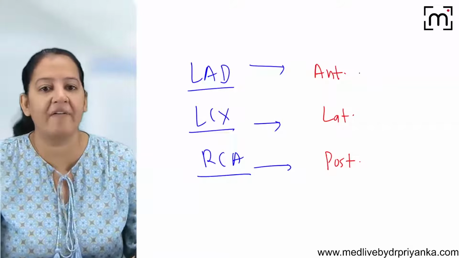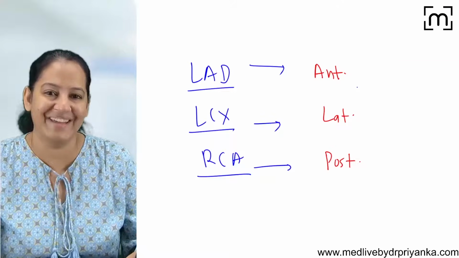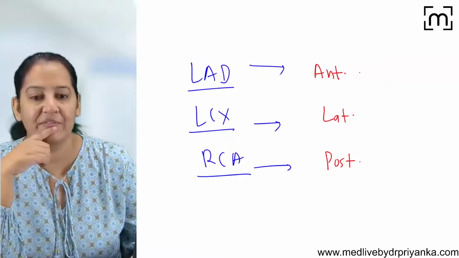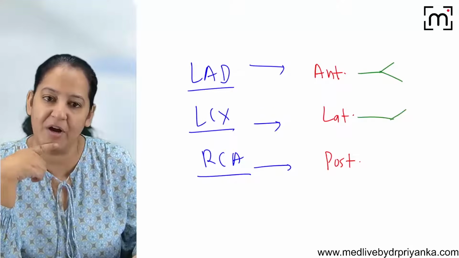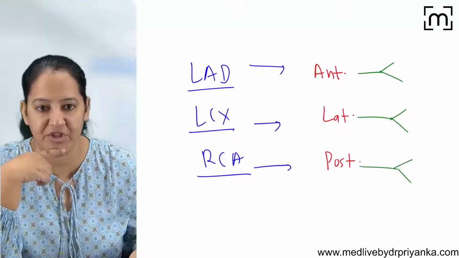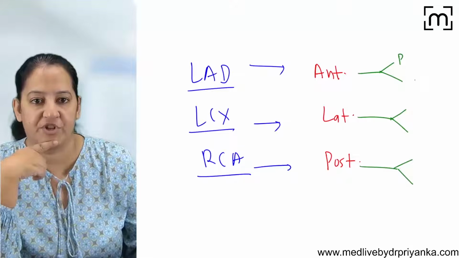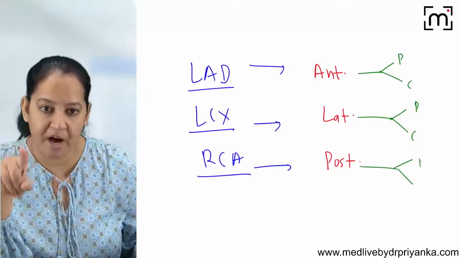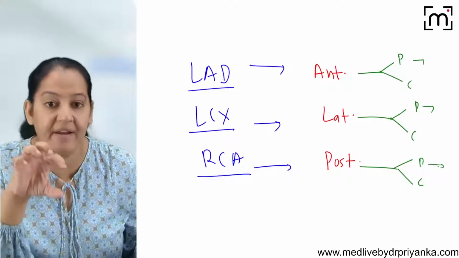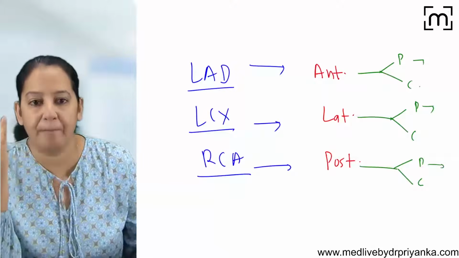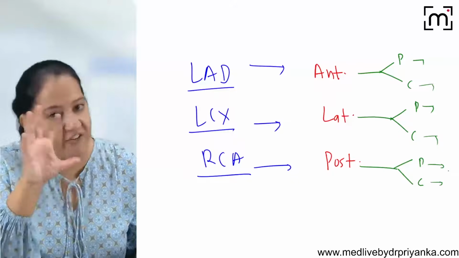Now, each of them has two possibilities: they are either partially obstructed or completely obstructed. They are supplying these walls. So LAD, LCX and RCA can each be partially or completely obstructed. If there is partial obstruction, each of them leads to subendocardial infarct of that wall. And if complete obstruction is there, each of them leads to transmural infarct of that wall.